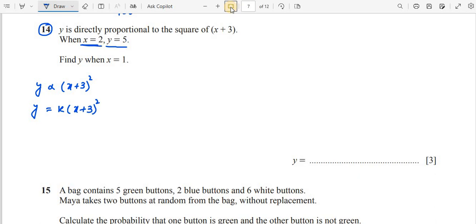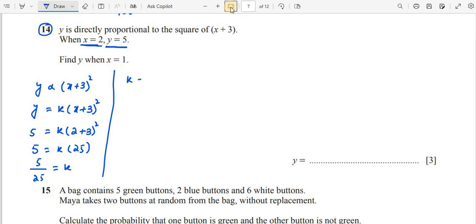Putting the given values, x is equal to 2 and y is equal to 5. So 5 is equal to k into (2 plus 3) square. 5 is equal to k into 5 square, which is 25. To find the value of k, 5 divided by 25 is equal to k. So k is equal to 1 over 5. This is the value of k.